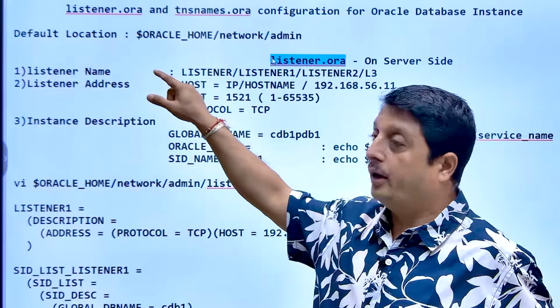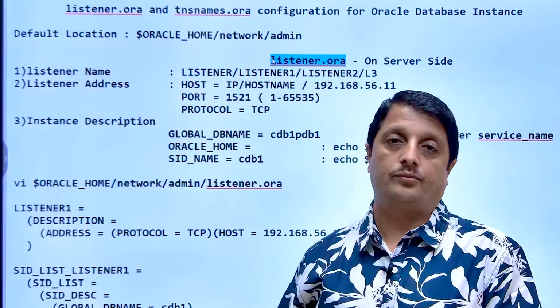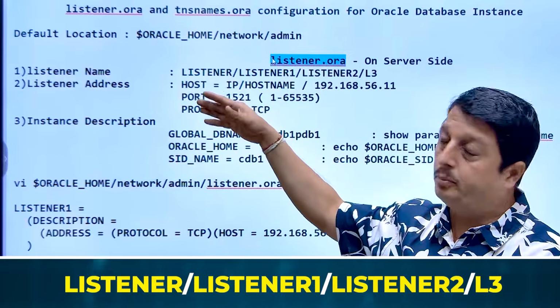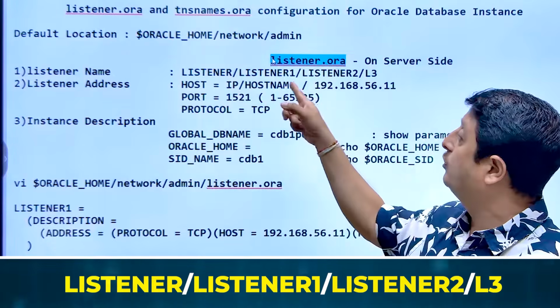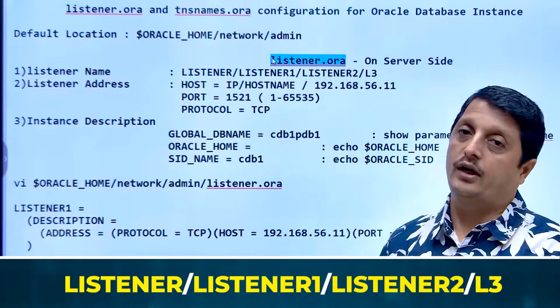The details you have to write: the first one is my listener name. The listener name can be anything. The default name of the listener is listener, but you can give listener1, listener2 or L3, whatever you want to give, you can give that.